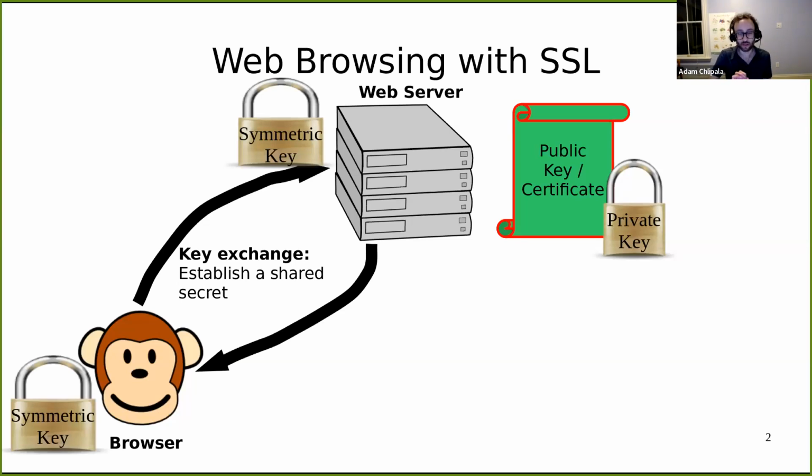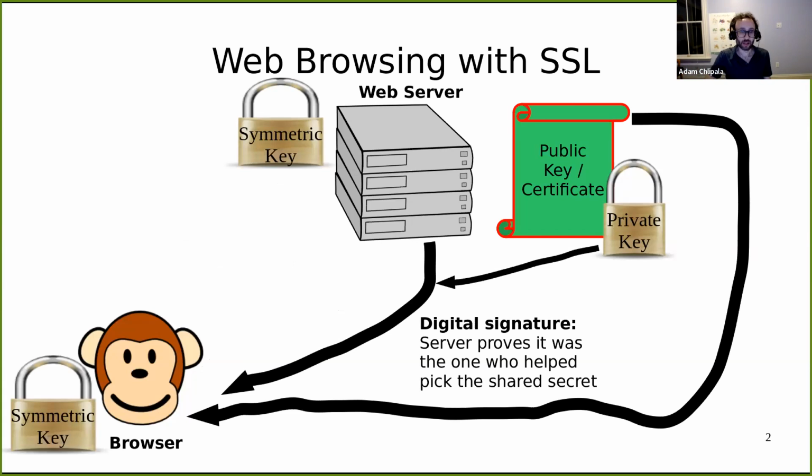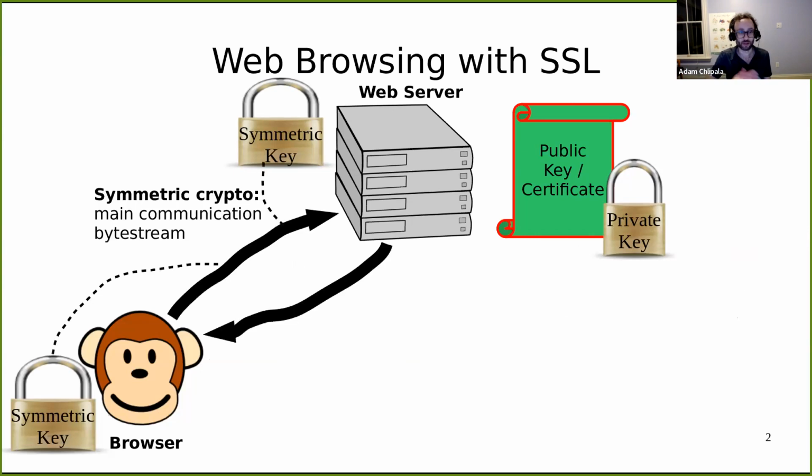But before we're ready to believe that we've established the secret with the right party, the browser gets a hold of the public key and the certificate and asks the server to prove it is who it says it is by generating a digital signature using its private key, which can be checked on the browser. And after the browser is satisfied by this process, then we can go into using symmetric key cryptography for the main part of the interaction, where you say download the contents of a page.